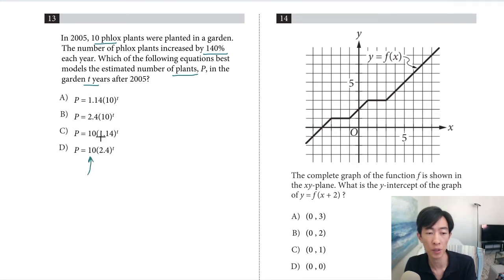You have to put the number that you start out with right over here. And so we started out with 10. The only answers that make sense are going to be C and D. So we can eliminate A and B automatically.